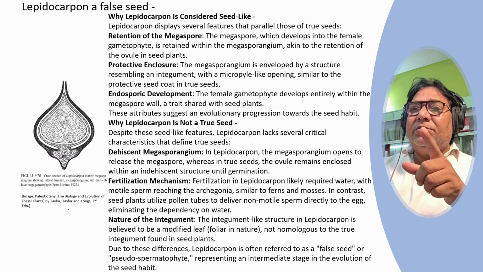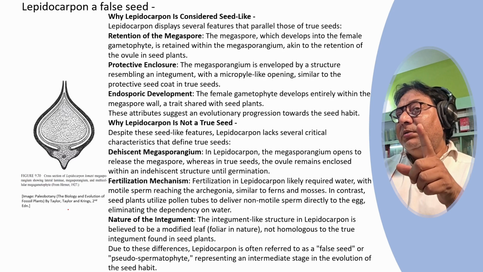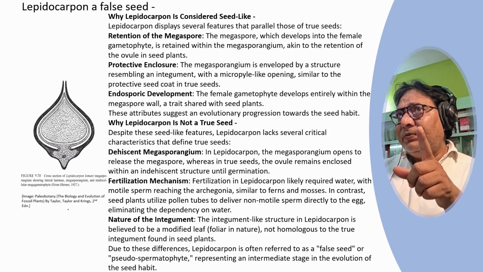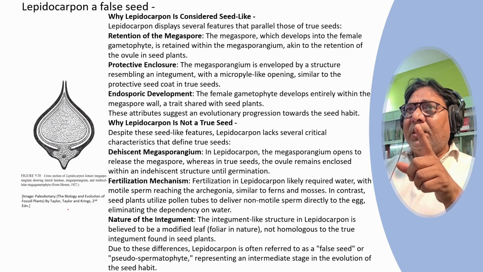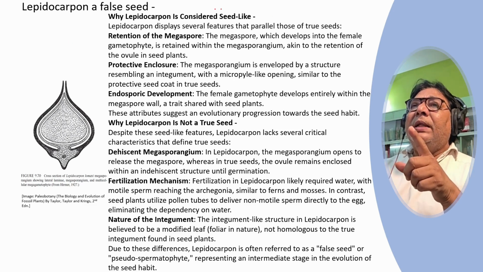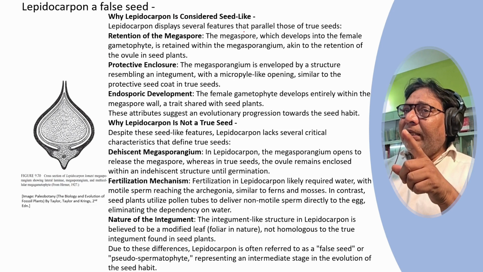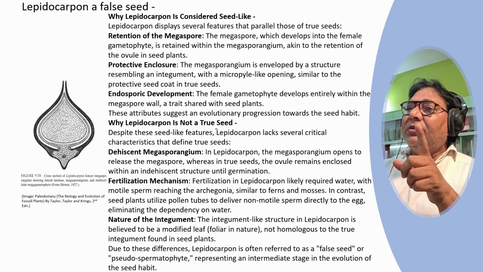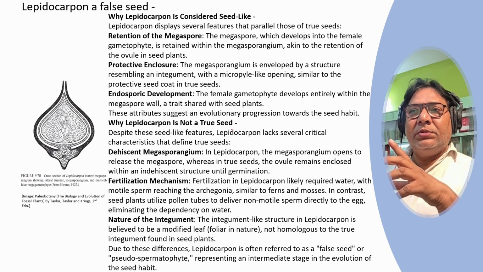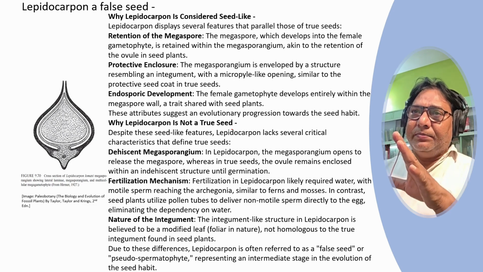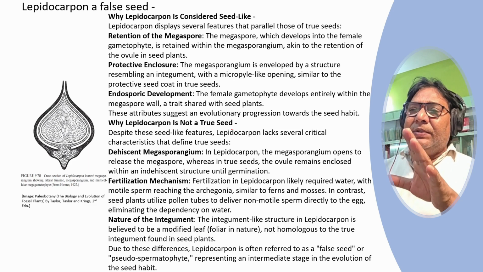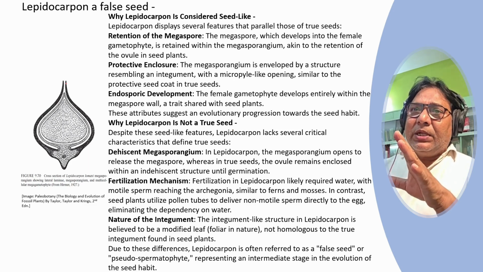So this is the structure of Lepidocarpon, the seed of Lepidodendron. Whether it was a seed or not, that is the question. So there are two things: why Lepidocarpon is considered seed-like, and why Lepidocarpon is not a true seed. So discussions are regarding both of them. Actually it was not a true seed, but it looks like a seed.